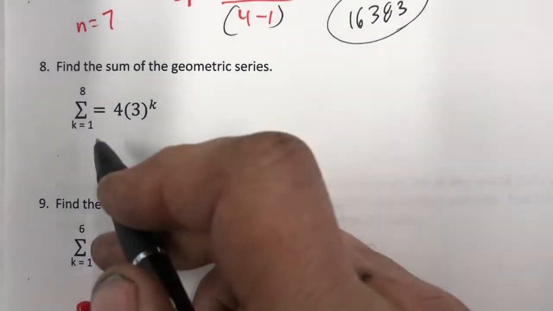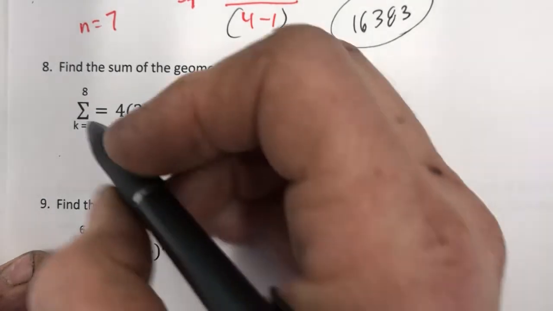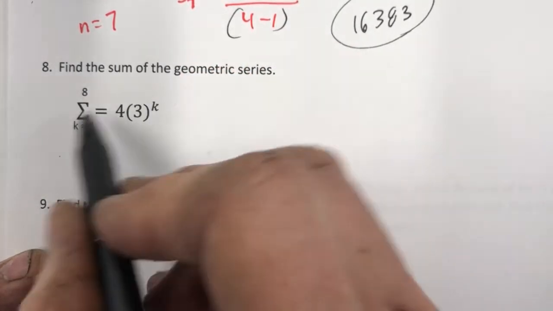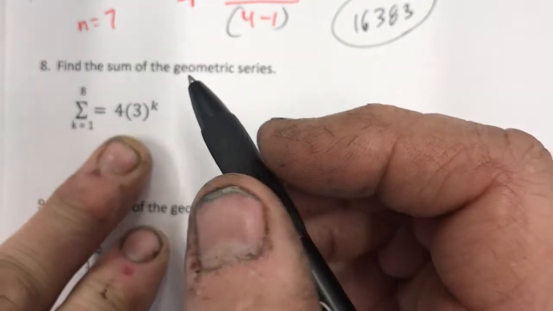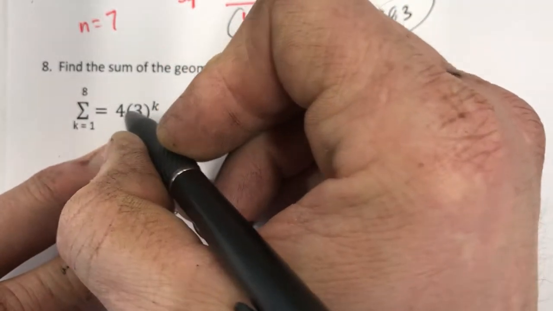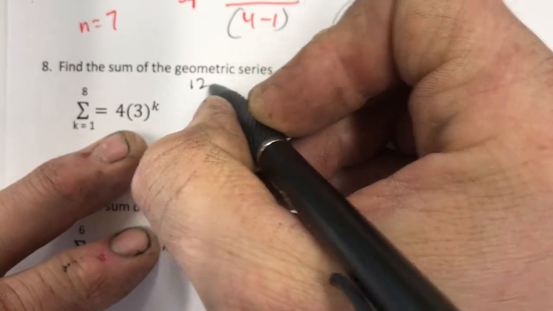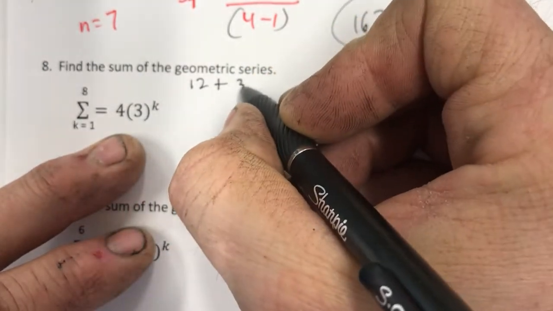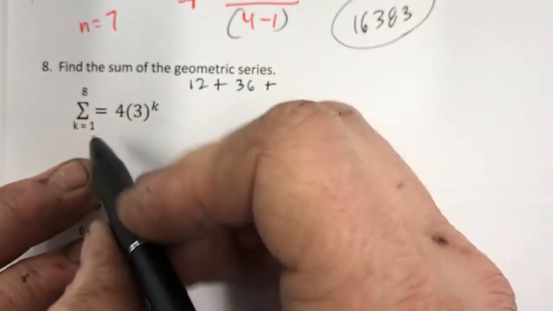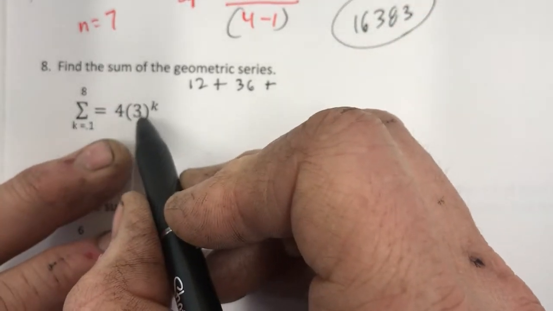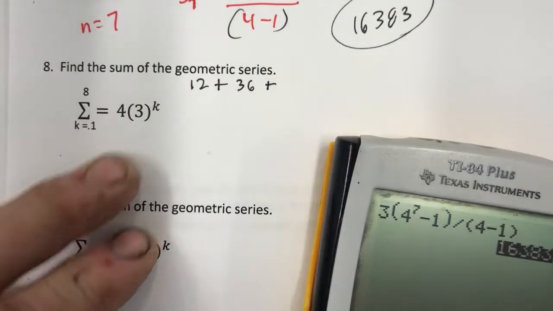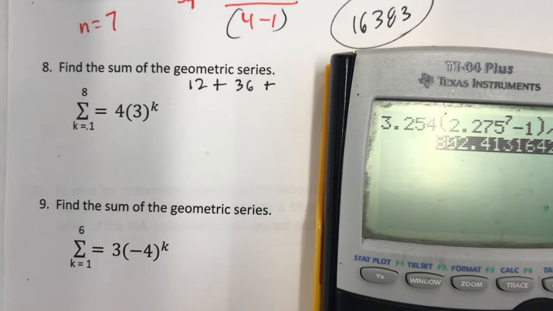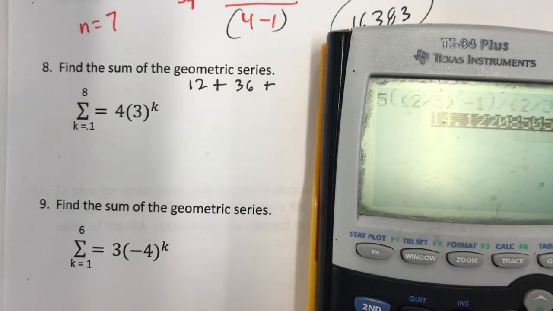Now, then we got them in sigma notation. Basically, this means k equals 1 to 8. We're going to add up the terms from 1 to 8. And we'll do this one both ways. So if I put 1 in here, 4 times 3 to the 1 power would be 12. If I put 2 in, 4 times 3 squared would be 36. If I put 3 in, 4 times 3 to the 3rd power. Okay, here, I have to bring up the calculator. I think it's 112 or something. Let's see here. Or 108, I don't know.